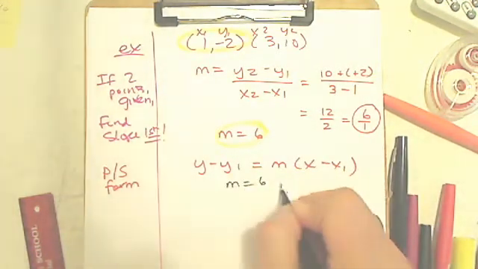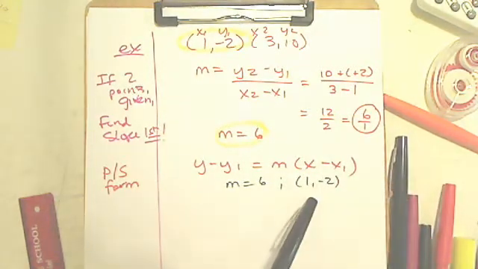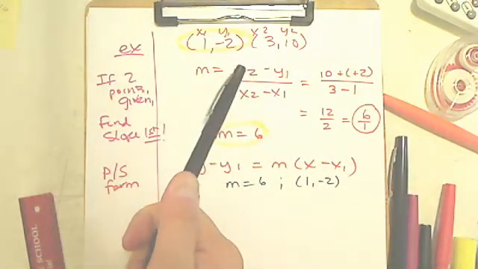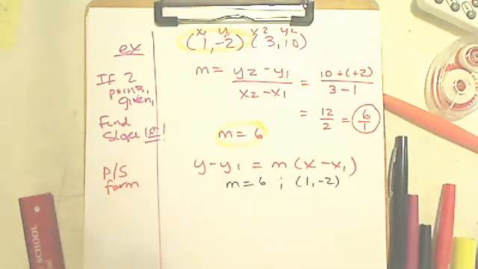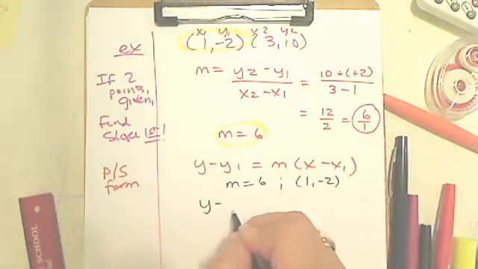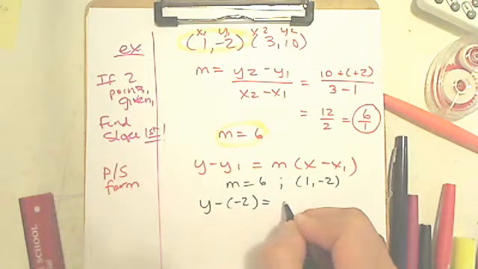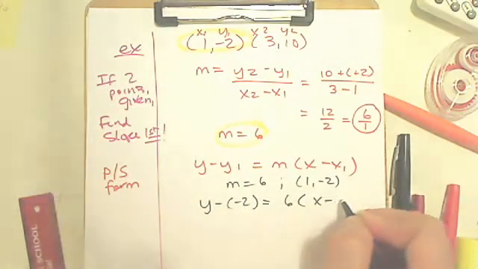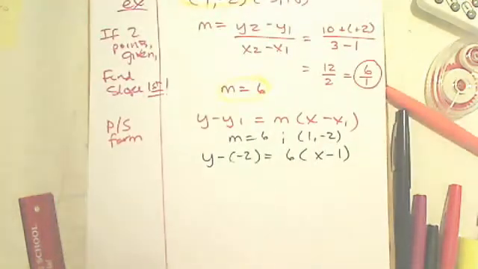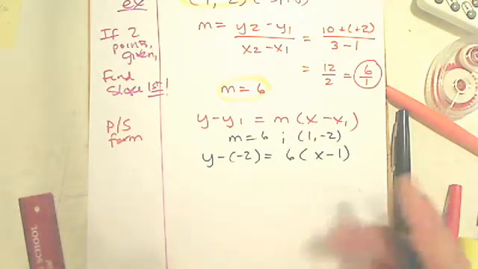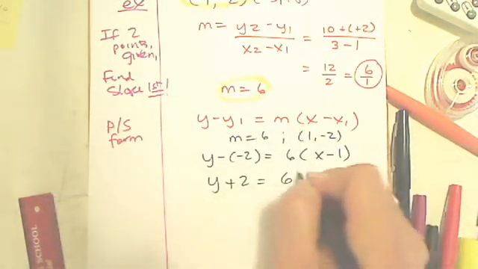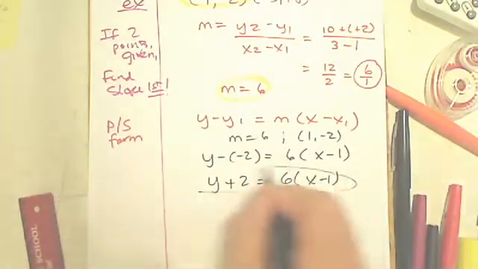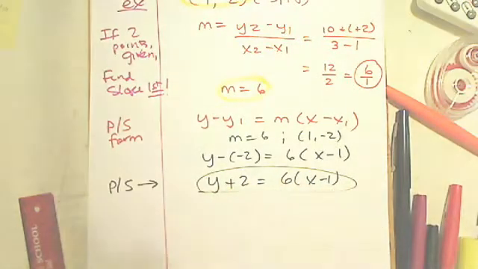My slope is 6. My point is 1, negative 2. Could I have used 3, 10? Oh, yeah, of course, Philip. Yeah, I can use 3, 10. It doesn't matter which one I use. Y minus negative 2 equals 6 times x minus 1. Questions on how I got this part? And then to simplify it, y plus 2 equals 6 times x minus 1. This right here will be your point-slope form. But I need to solve it.